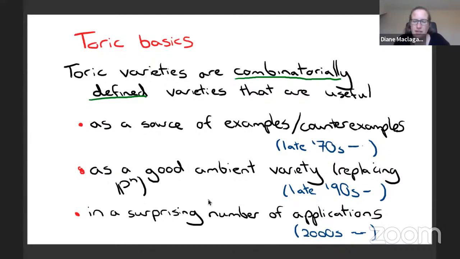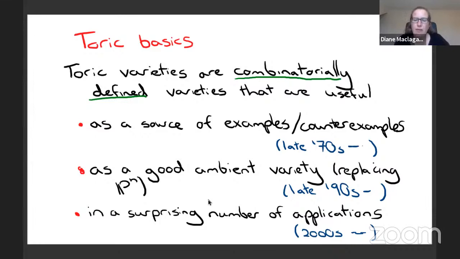For those of you who've been at the school for the last few days, you've been learning about them. For those who aren't, what I want you to know for the purposes of this talk is that they're combinatorially defined varieties. So varieties are the main object of study in algebraic geometry, and we're going to look at varieties that are defined by particular combinatorial data.